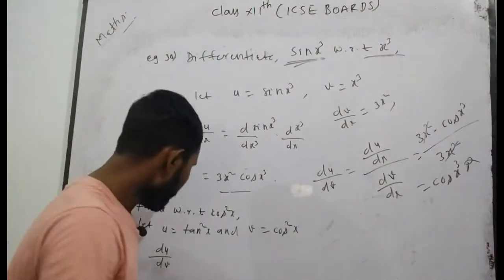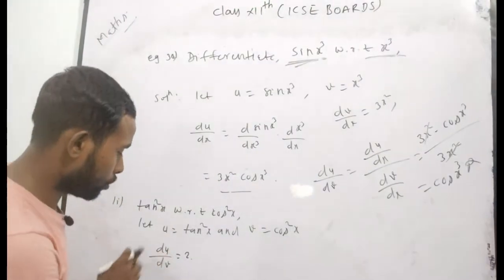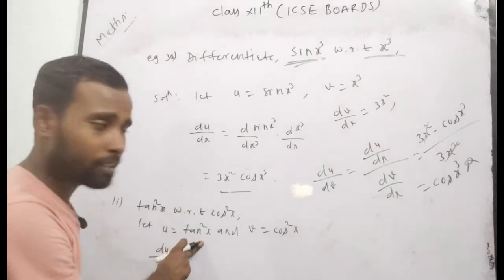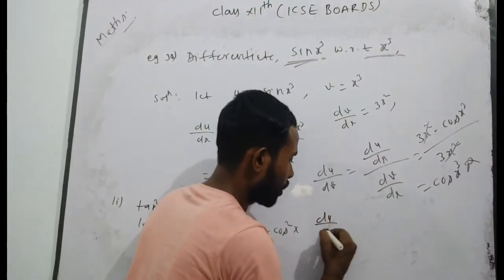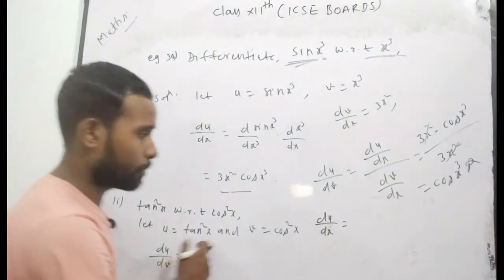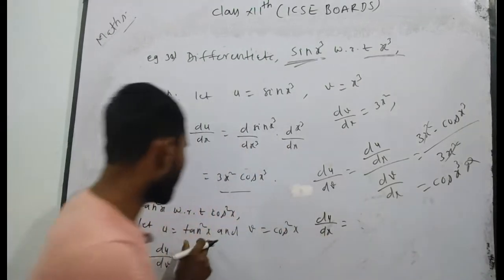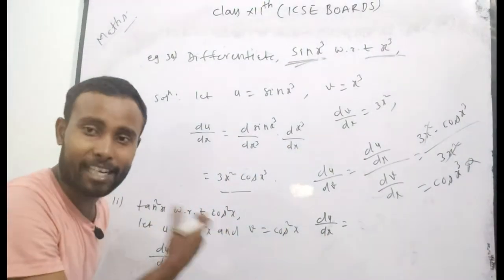Now you have to find firstly du. As you know that u is a function of x, so firstly find du/dx. What is the value of du/dx? The derivative of tan square x with respect to x will be, first of all, differentiate tan square x with respect to tan x, then again tan x with respect to x.